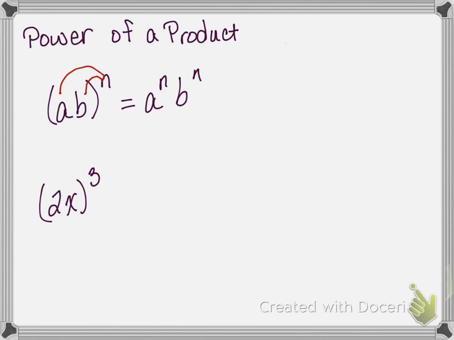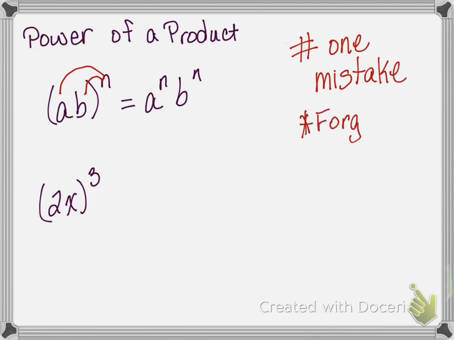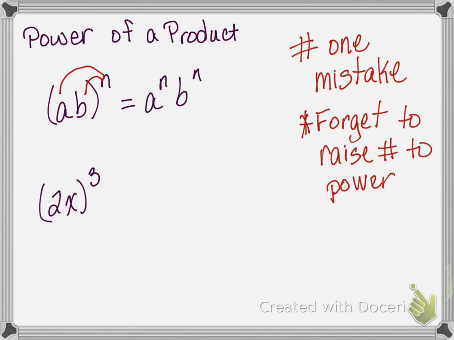The number one mistake that students make with this type of problem is they forget to raise the number to the power on the outside of the parentheses. So let's look at this, 2x, and all of it is being raised to the third power. That 3 belongs to the 2, and that 3 belongs to the x. A lot of students will say, oh, that 3 only belongs to the x. But the 3 belongs to both of them. So this is 2 to the third power and x to the third power.